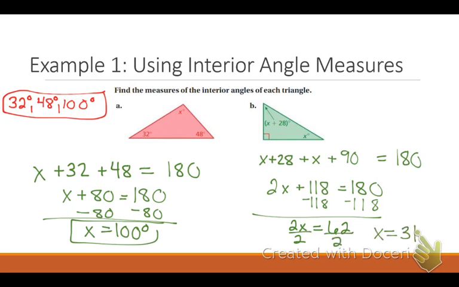31's my answer. What do I need to do, Nick? Yeah, you've got to plug it back in. 31 needs to be plugged back in for x in the original triangle. What is 31 plus 28? 59. That's where I get 59. And then if I plug 31 in just for x, that's just 31 and 90. It can be in any order, so you could have said 90, 59, 31. That would be fine too.